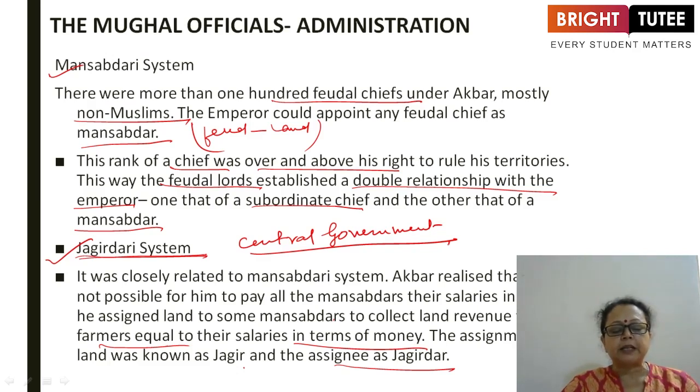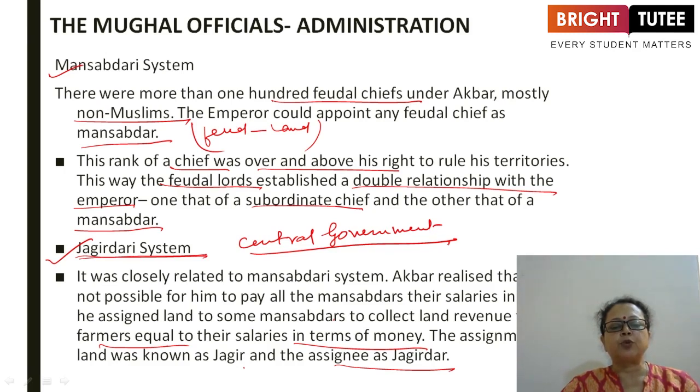Then Sadr-e-Sudur was to encourage Islamic learning and to give his verdict in case of conflicting interpretations of the Quranic law. He also granted scholarships, subsistence allowance, and madad-i-maash to the Muslim saints. All the officials of judicial departments such as Qazis and Muftis were appointed by the emperor on his recommendation. So these were the parts of the central administration.